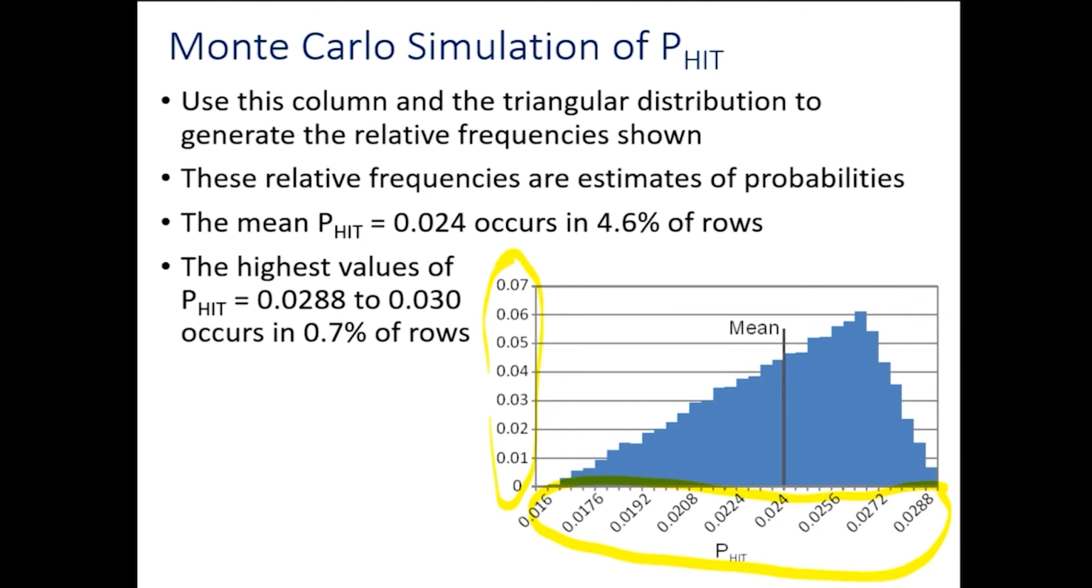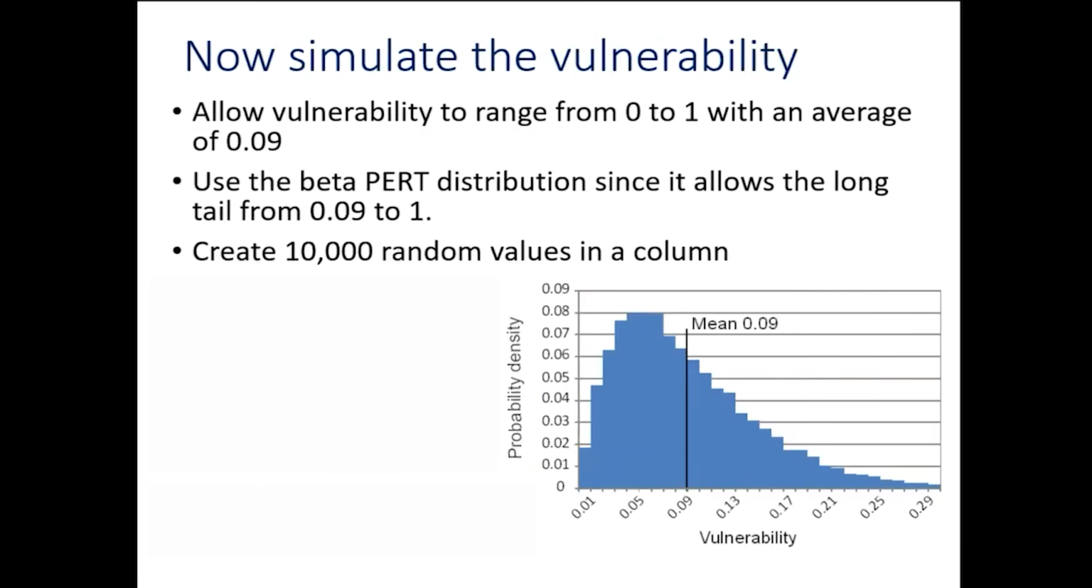The mean probability of a hit of 0.024 occurs in 4.6% of the rows, and the highest values between 0.0288 and 0.030, they occur in 0.7% of the rows. Now that we've simulated the probability of a hit, let's simulate the vulnerability. We're going to allow the vulnerability to range from 0 to 1 with an average of 0.09.